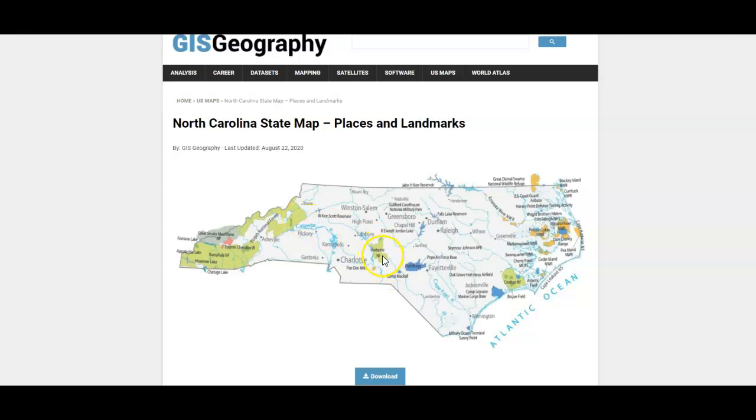Here is the Uwharrie National Forest in central North Carolina, and then the Croatan on the coast. These orange areas are national wildlife refuges. So you can see there's a number of them in the eastern part of the state. And then you can see some military areas as well.